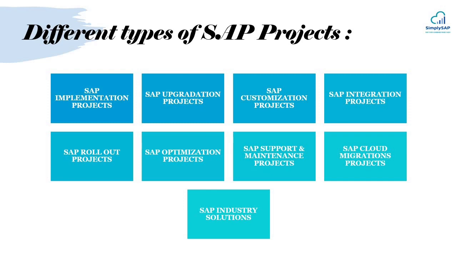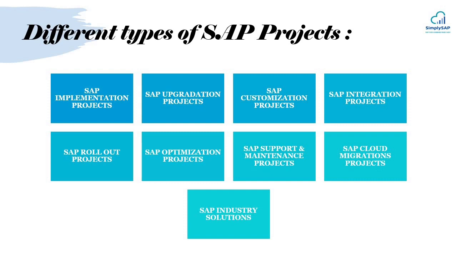And the last one is SAP Industry Solutions. SAP offers industry-specific solutions tailored to sectors such as retail, manufacturing, healthcare, and banking. Projects in this category involve implementing these specialized solutions to address the unique requirements of specific industries.